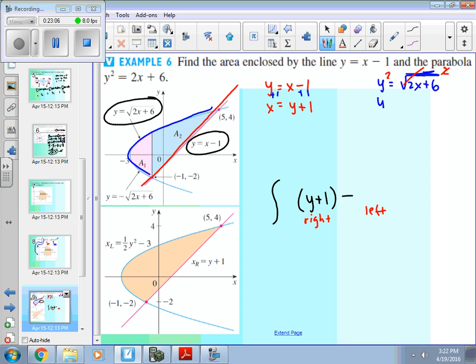So now we got y squared equals 2x plus 6. Okay, now we want to get that 6 out of there, minus 6. Now we got y squared minus 6 equals 2x. And then finally we want to divide by 2 here. If we do that, we end up with x equals 1/2 y squared minus 3, because 6 divided by 2 would be 3. So that would be our function to the left.